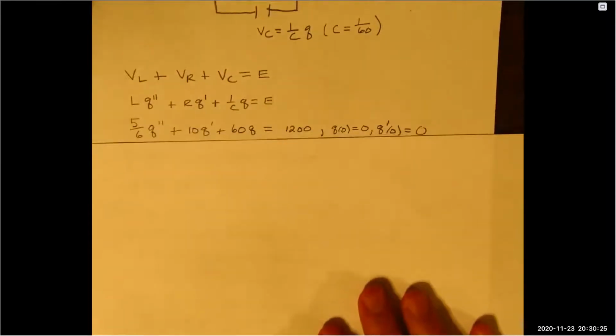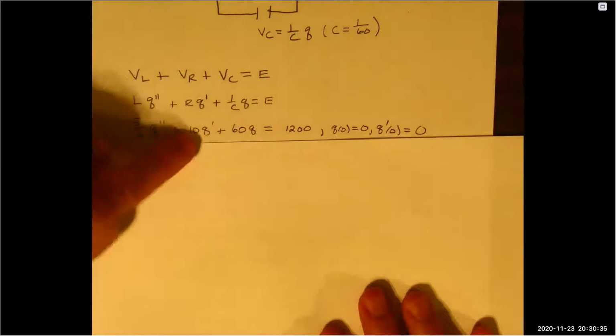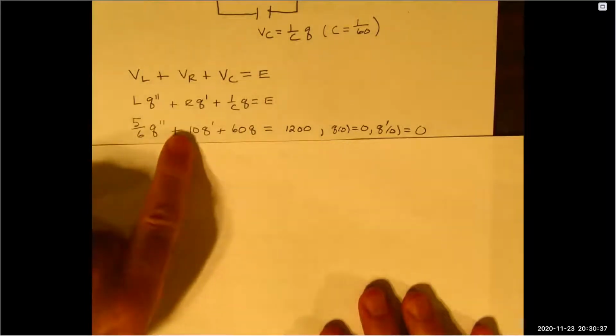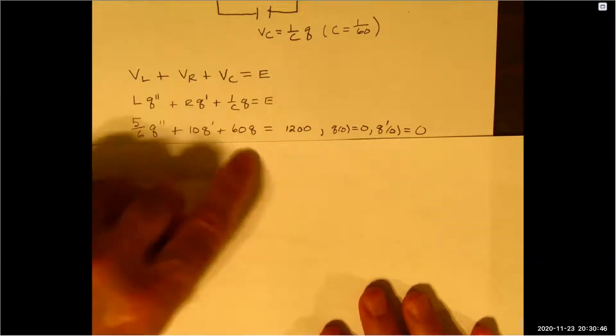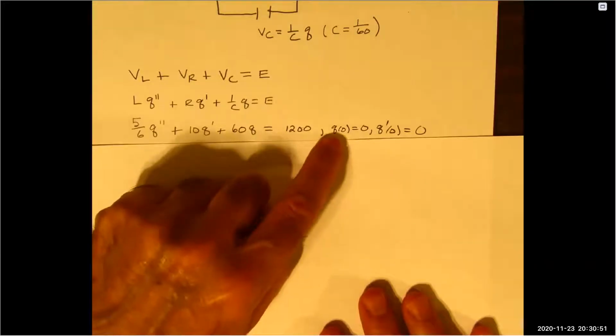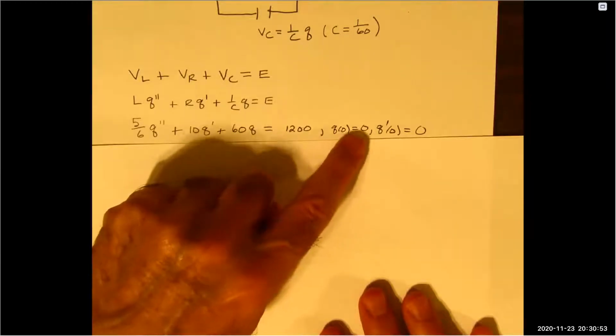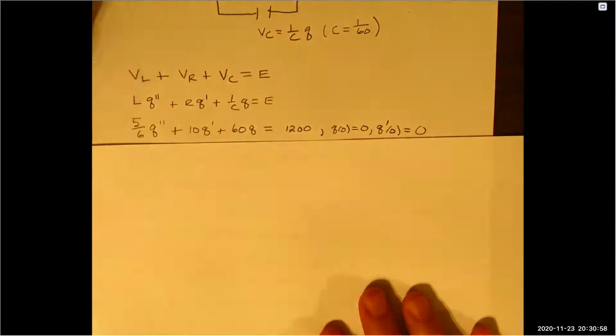And let's put in the numbers that were given in the problem. So we're going to have 5/6 times Q double prime, because L is given to be 5/6. R is given to be 10. So we're going to have plus 10 times Q prime. And then C is given to be 1/60. So when we flip that over, we're just going to get 60Q. And then the impressed voltage is 1200 volts. And we're also given that the initial charge is 0 and the initial current is also 0.